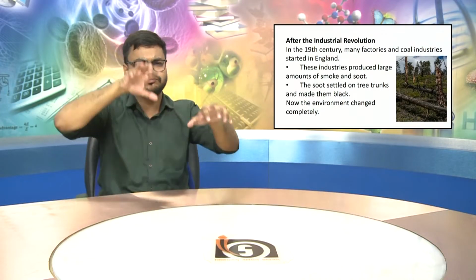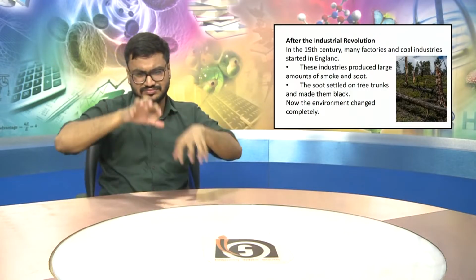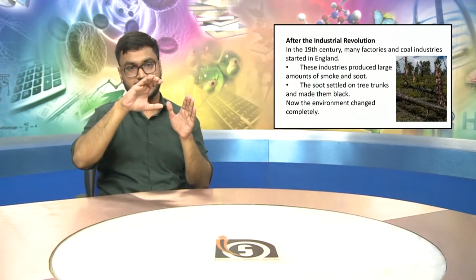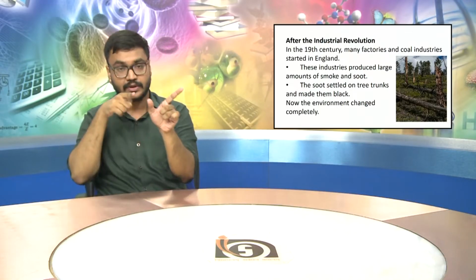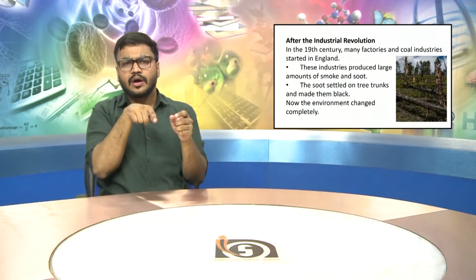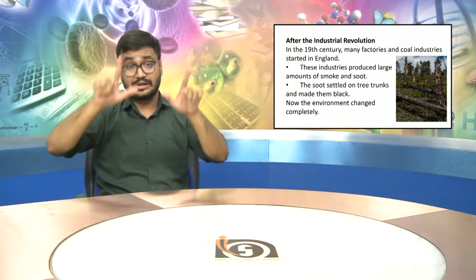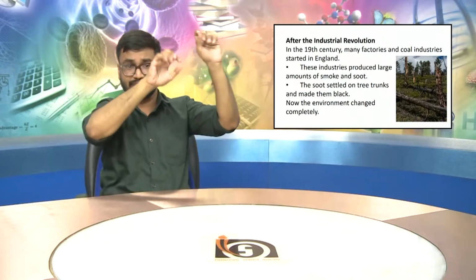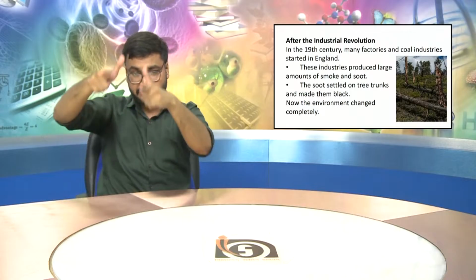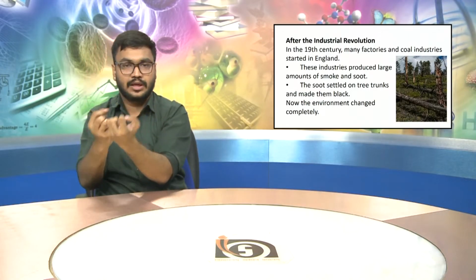After the Industrial Revolution, in the 19th century, many factories and coal industries started in England. These industries produced a large amount of smoke and soot. And the soot settled on the tree trunks and made them black. Now the environment changed completely.